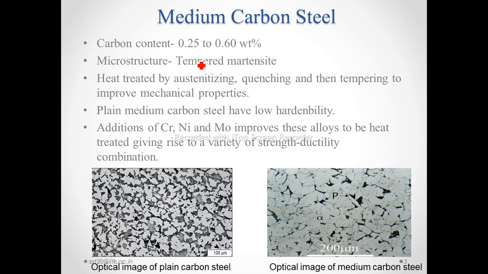Now the next topic is medium carbon steel. As the name indicates, the carbon content lies between 0.25 and 0.60%. The final microstructure consists of tempered martensite. They can be easily heat treated with the help of an austenitizing process. In the austenitizing process, they are quenched and then tempered to improve their mechanical properties. Due to this heat treatment, we get the final microstructure as tempered martensite.